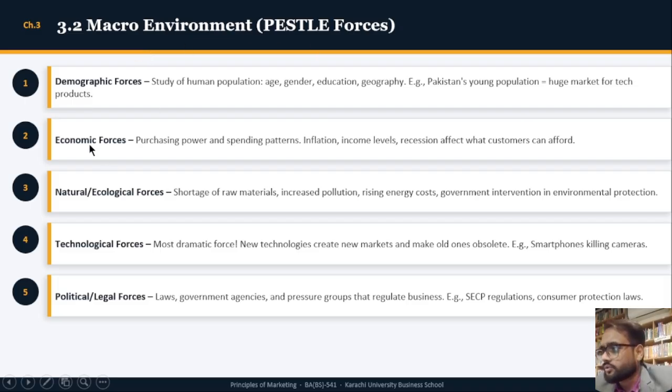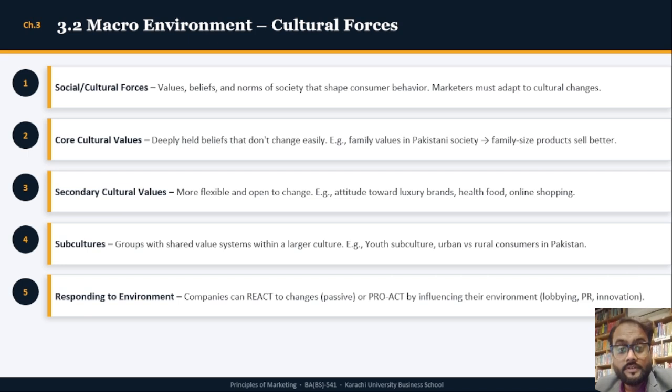You can also go through these things, like demographics is part of it: age, gender, education, and especially if you talk about Pakistan's young population, a huge market for the technology and tech sector. Second is economic and natural ecological forces, technological forces, political and legal forces. So this is what you have discussed, and you will learn in the macro environments.